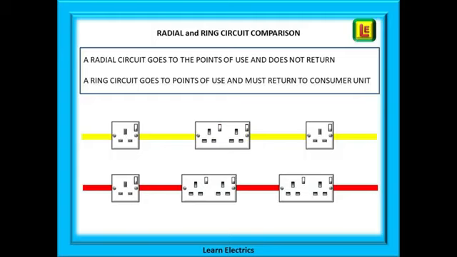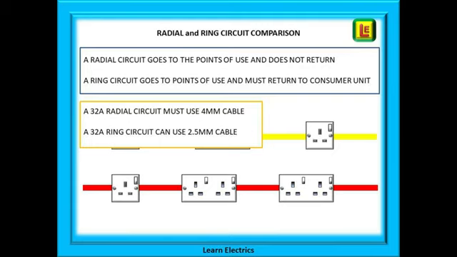A quick recap then. A radial circuit goes to the points of use and does not return. There is only one leg for the current to flow along. A ring circuit, however, goes to the points of use and returns to the consumer unit, so that there are in effect two legs for the current to flow. A 32 amp radial circuit must use 4mm cable, but a 32 amp ring circuit can use 2.5mm cable.